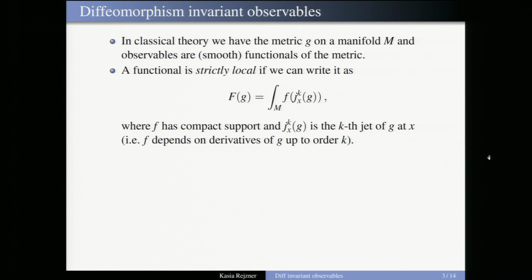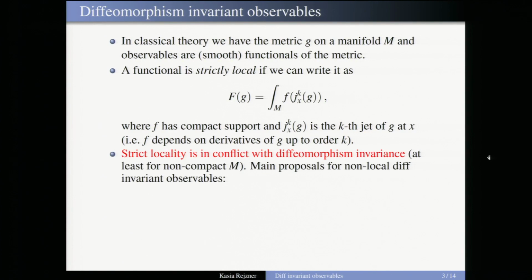Because if M is non-compact, there has to be something compactly supported for this whole thing to make sense, but this support is where it is. So if we apply a diffeomorphism to it, then it is somewhere else. So these guys cannot really sensibly be diffeomorphism invariant if M is non-compact. Okay, so this is the statement. So the strict locality is clearly in conflict with diffeomorphism invariance.